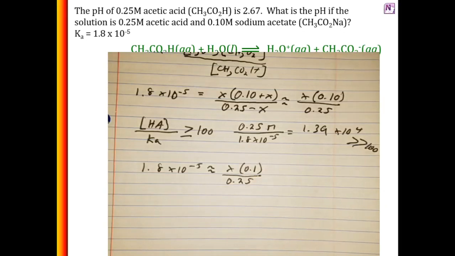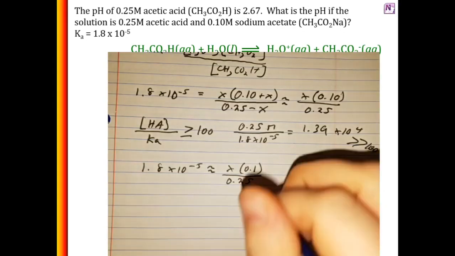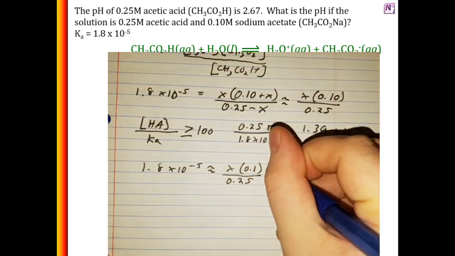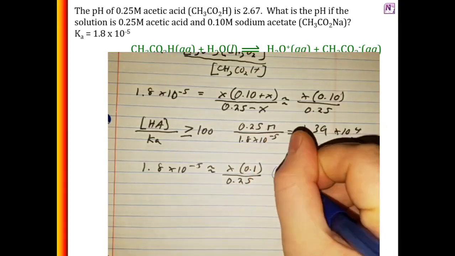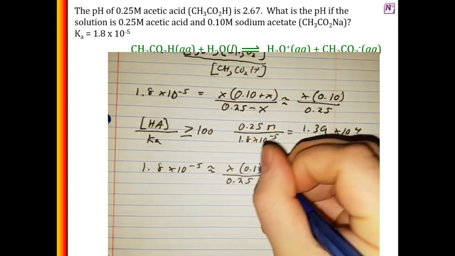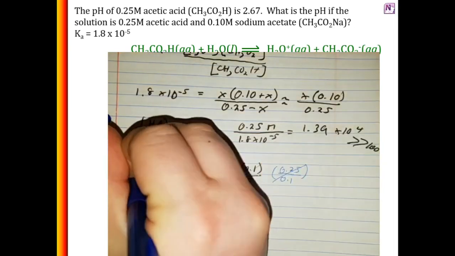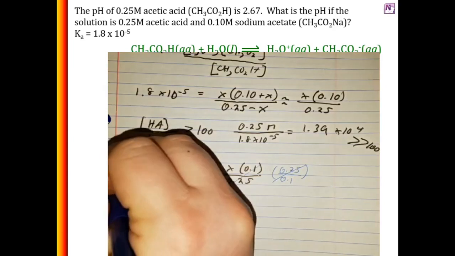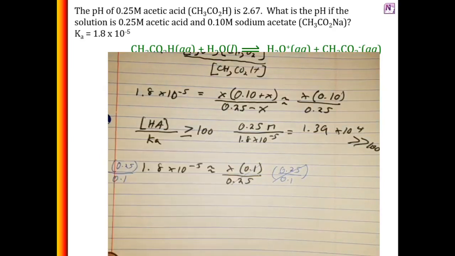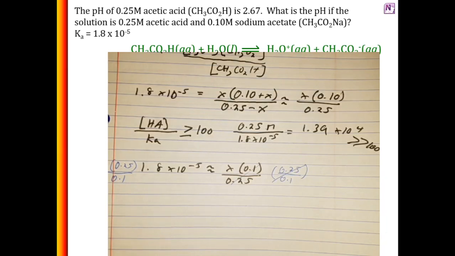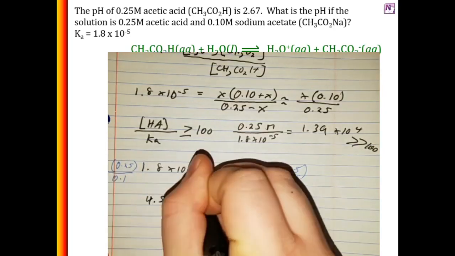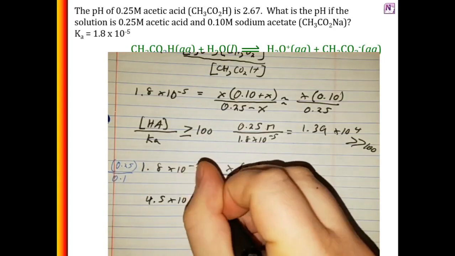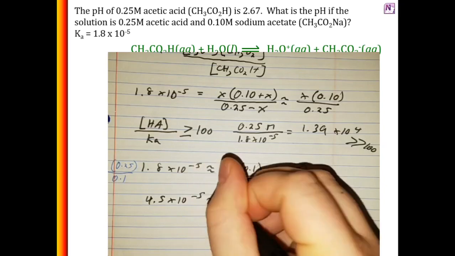Okay, so we'll multiply both sides by 0.25 over 0.1. So this will cancel, and this will cancel. So here we have 0.25 over 0.1 times our Ka, and that's going to be approximately equal to our x value. That gives us 4.5 times 10 to the minus 5 is approximately equal to x, which is equal to the concentration of H3O+.